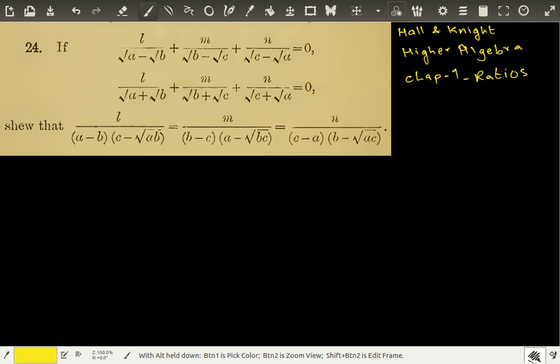Okay, so this is problem number 24 from Hall and Knight Higher Algebra, Chapter 1 Ratios. Again, we have been given two equations. This is equation number 1 and this is equation number 2. And we have to prove that this relationship is true.